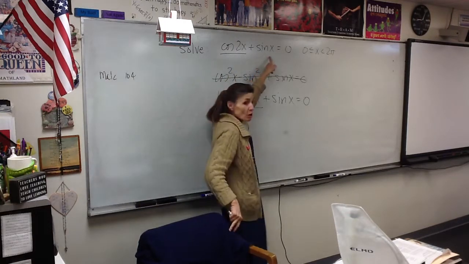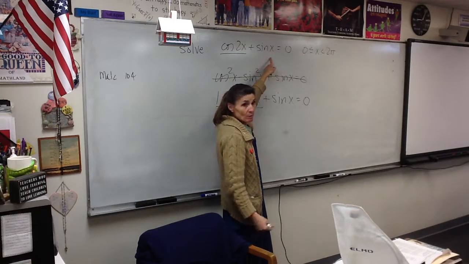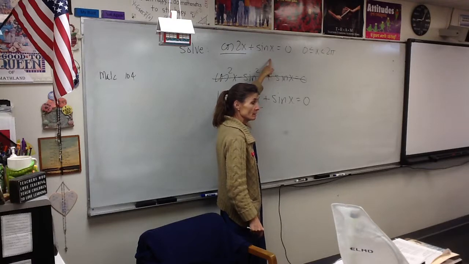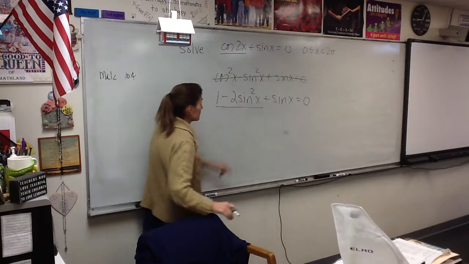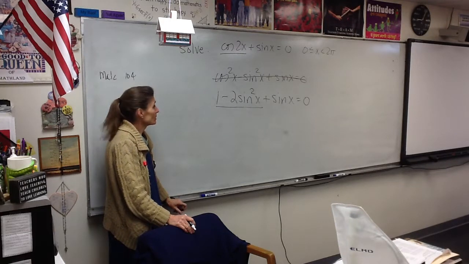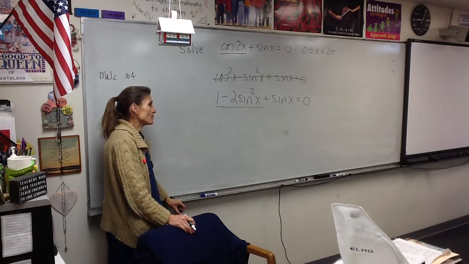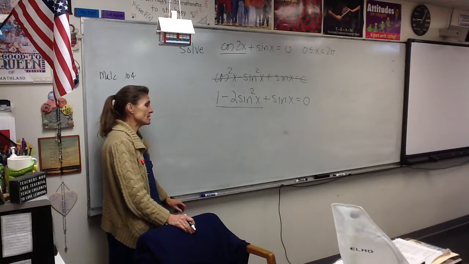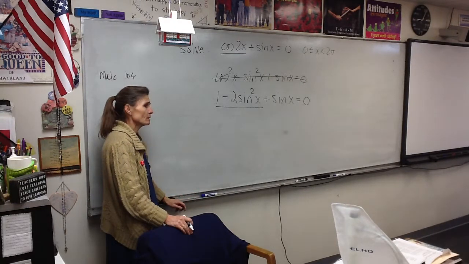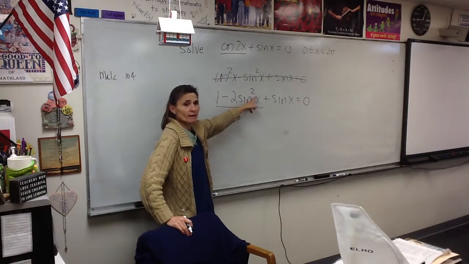If this had been a cosine, then I would have picked the other version, 2 cosine squared minus 1. Now, take a look at what we've got. What do you think we might do next? Well, what kind of equation is that? Think big picture now. Say quadratic. It's a quadratic.